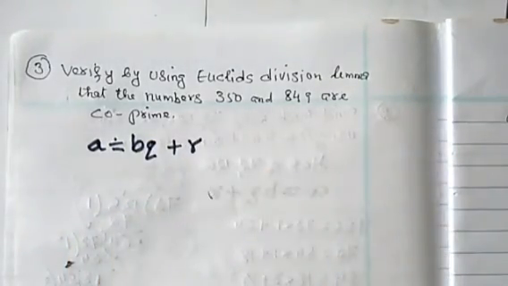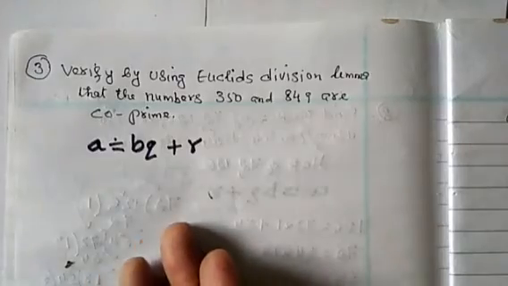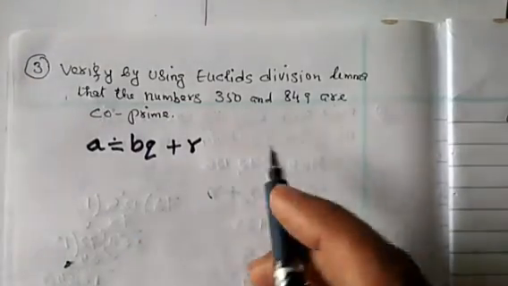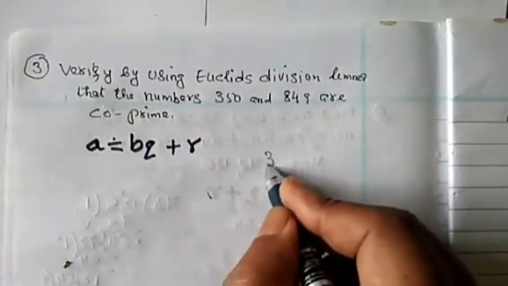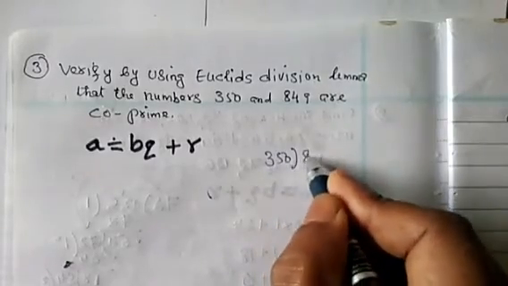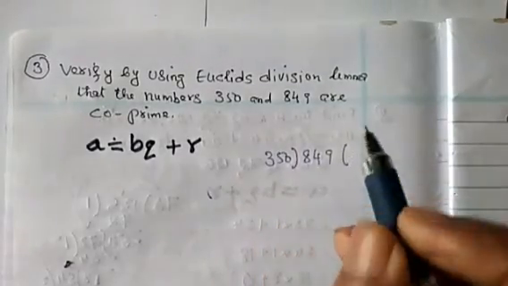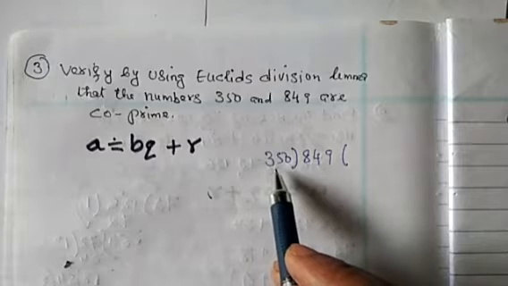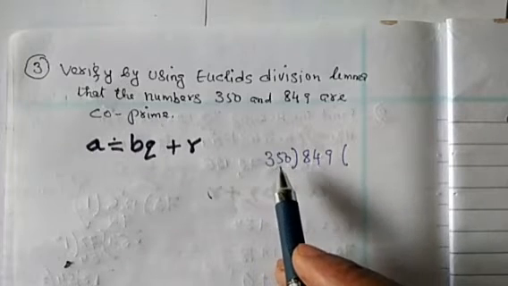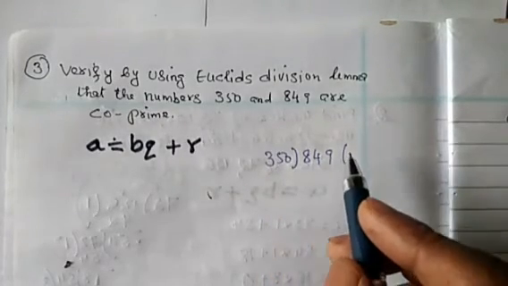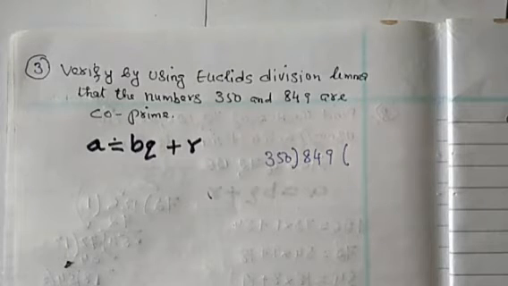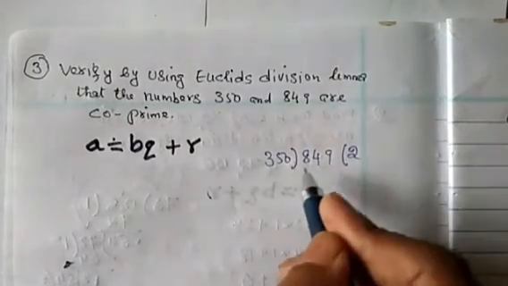The formula is this: a = bq + r. So now I'll try to find the HCF of this number, again 849. Let us see how many times 350 goes. 3 times it will cross 849, it might reach 1000 also. So 2 times. 350 into 2 is 700. So it will go 2 times, 700.